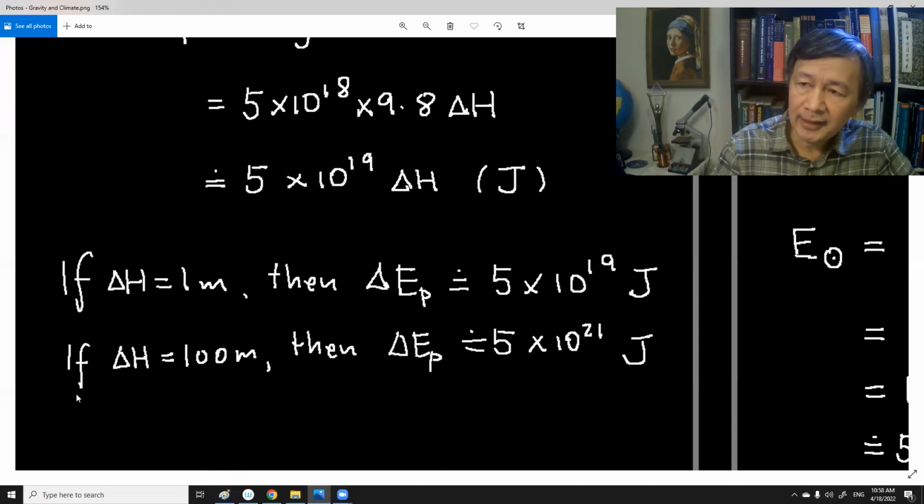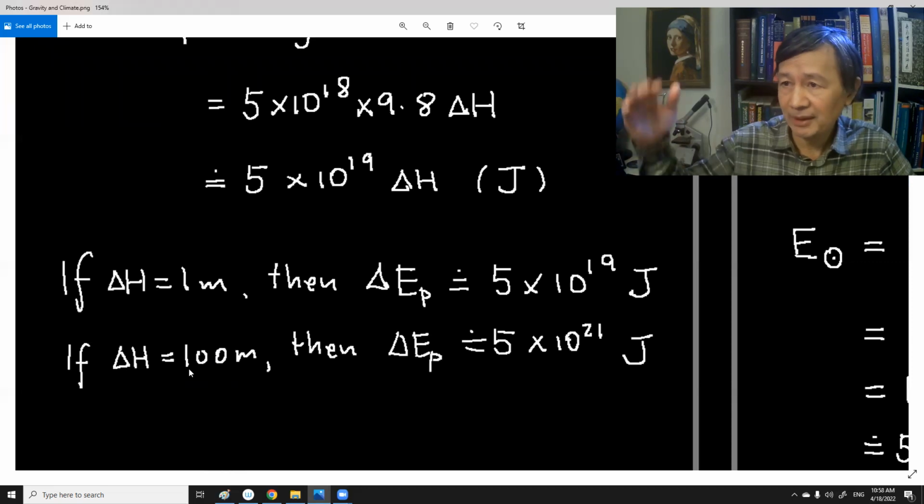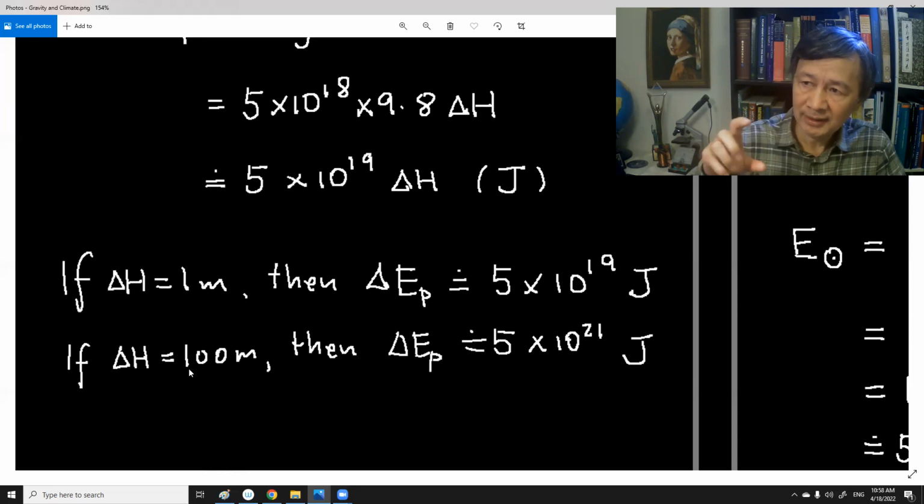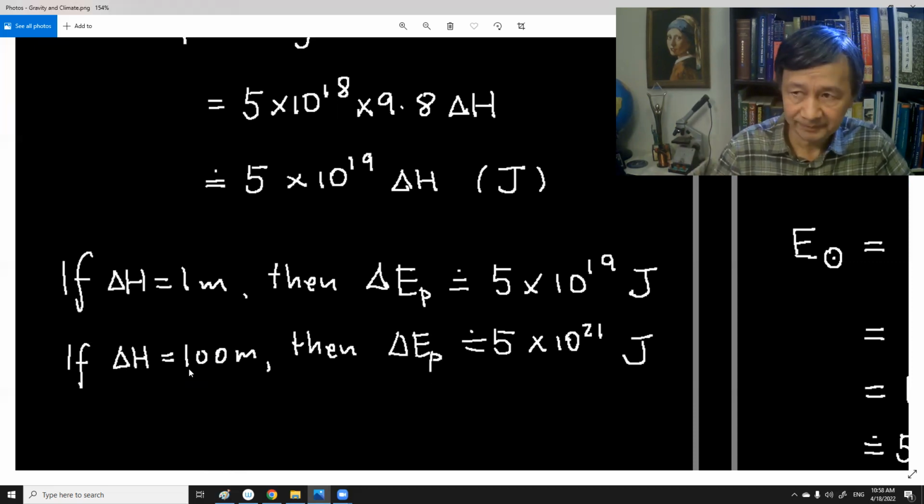In another scenario, I choose delta H equal to 100 meters. That is not much, because our atmosphere is about 20 kilometers in thickness, so this variation is not very big. In the second scenario, the variation in the gravitational potential energy of the atmosphere is 5 times 10 to the power 21 joules. It has noticeably increased by 1,000 times.